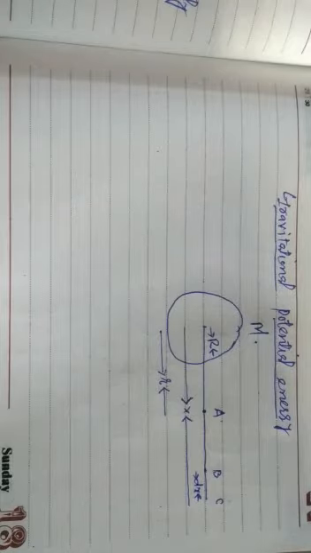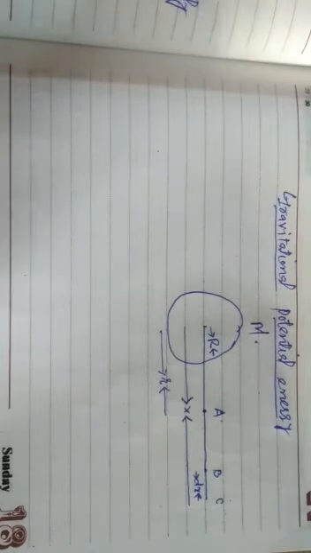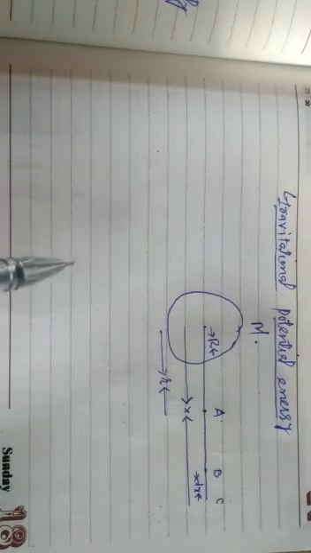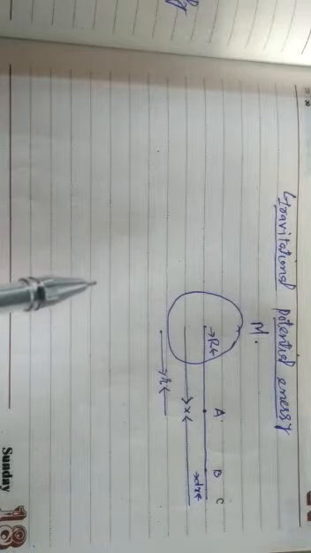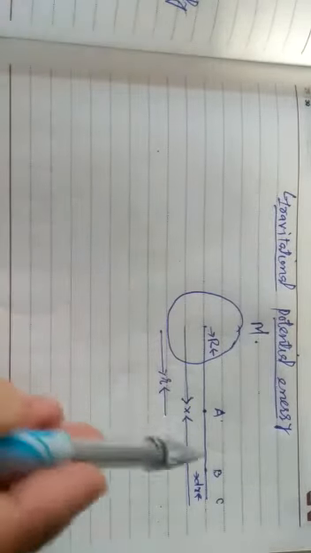What is gravitational potential energy? Gravitational potential energy of a body is defined as the amount of work done in displacing a body from infinity to that very point. The difference between gravitational potential energy and gravitational potential is that gravitational potential was defined as the amount of work done in displacing a body of unit mass from infinity to that very point.